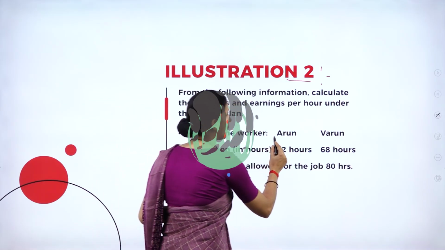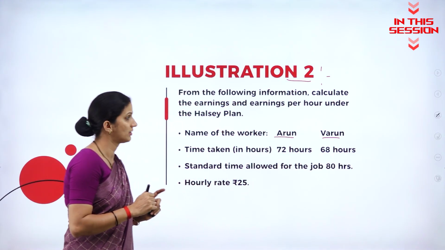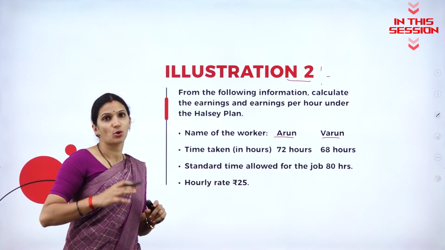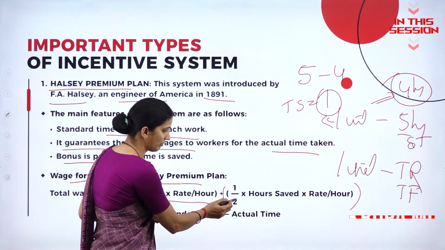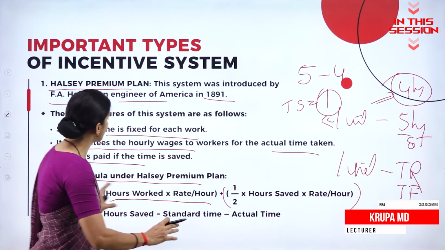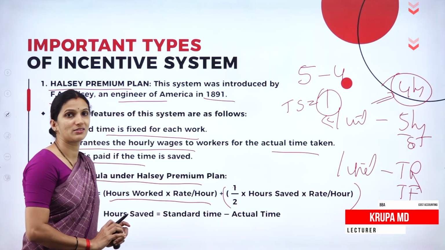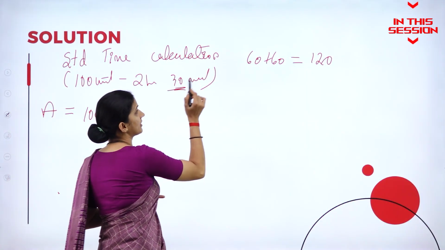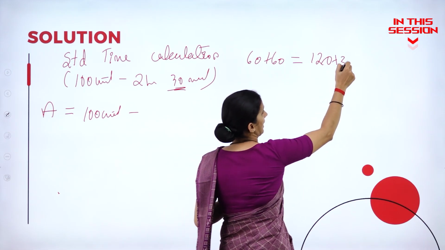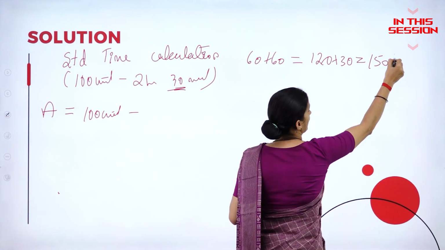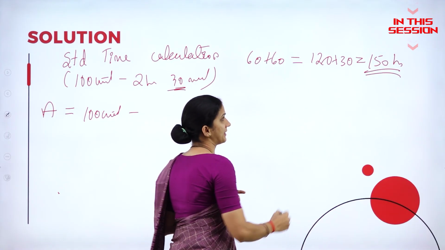You have two workers, Arun and Varun. For both the workers, you have to calculate the total wage here. Half, 1 by 2, into hours saved into rate per hour. So this is the total wage calculation formula under Halsey's premium plan. Again, additional 30 minutes is given. So again, additional 30 minutes. So the total minutes allowed or given is 150 minutes.